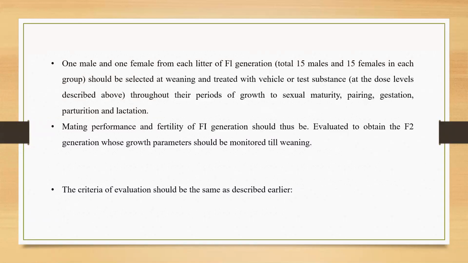Next is the mating performance. The mating performance and fertility of the F1 generation, the infants that were produced from the parent generation, should be studied. And then the F2 generation is allowed to grow to evaluate their growth and development parameters, and it is evaluated until the weaning period. The criteria for evaluation should be the same as we have described earlier in the other tests.